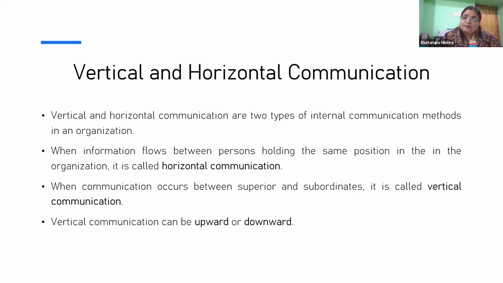Now, what is downward communication? Suppose the principal wants to make a suggestion to a particular teacher regarding some internal matter of the college.